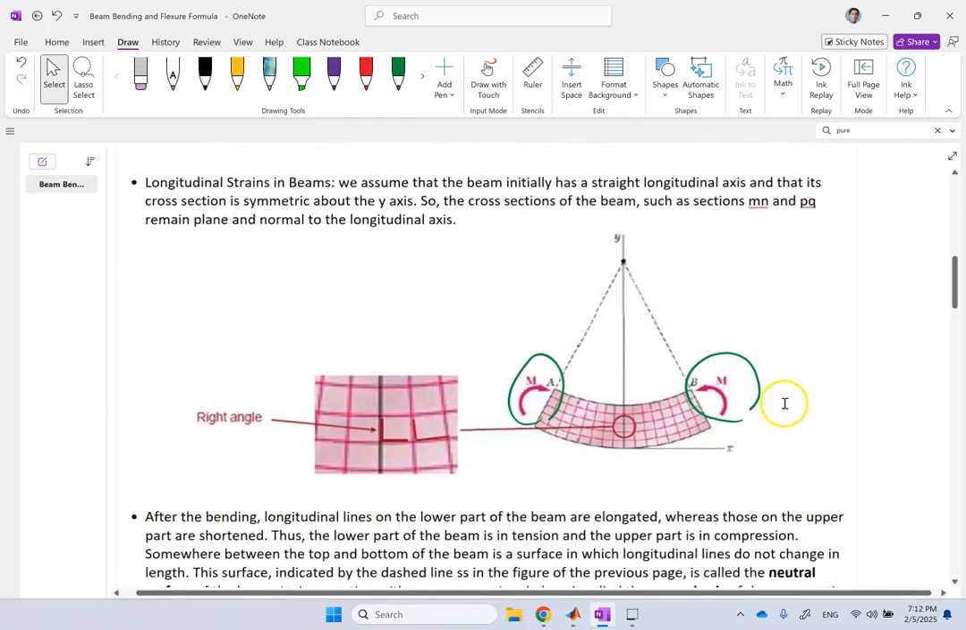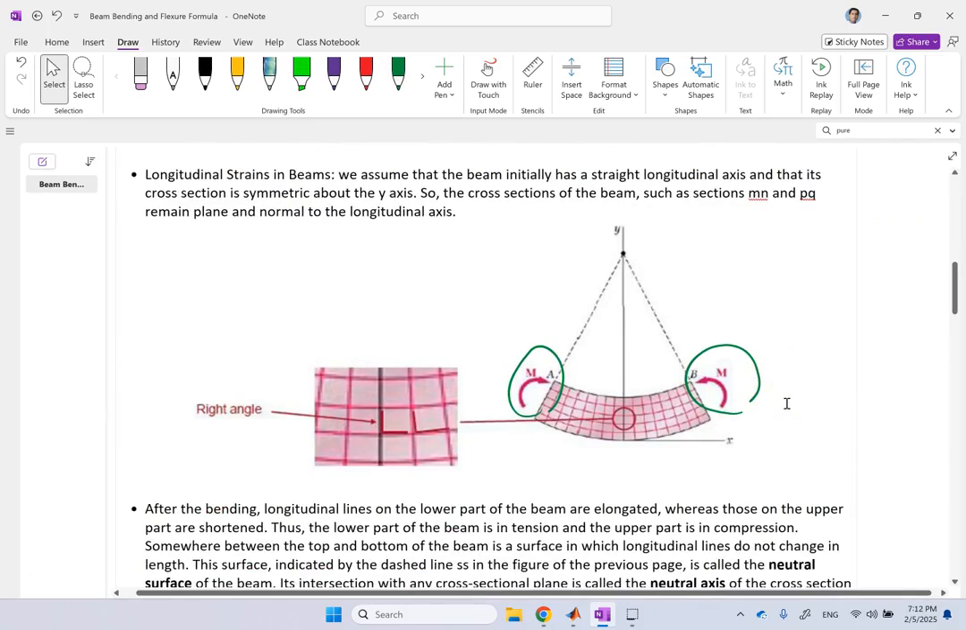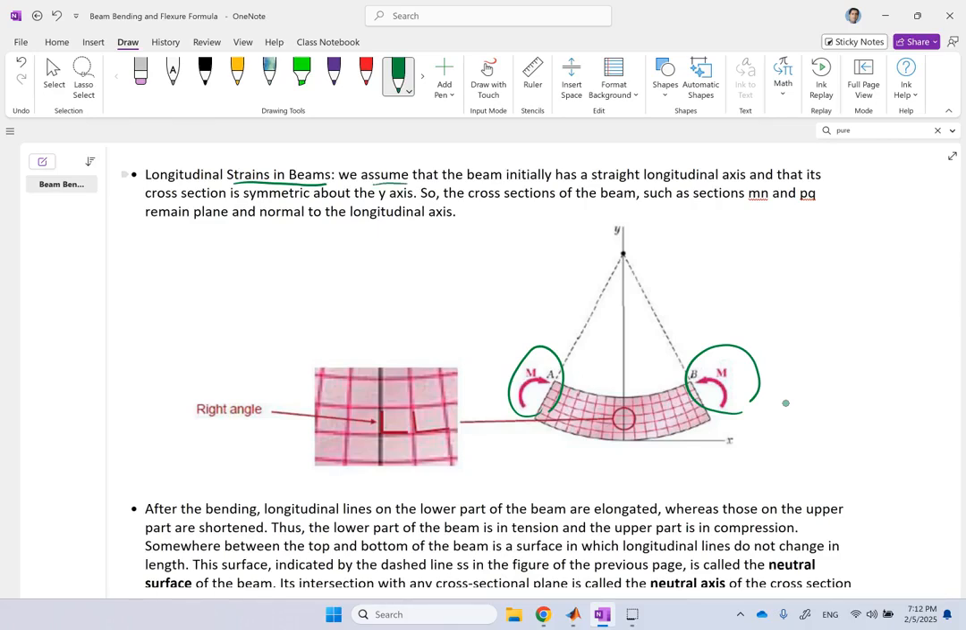So, going forward, now we want to look at the strain and the stress in any location along the beam as a result of this bending. So here we make an assumption that the beam was initially a straight longitudinal axis. So initially the beam was straight like this, it wasn't bent. And then the cross section of the beam, so this is just a 2D view of the beam, but if you look in 3D, this beam has a cross section, correct?